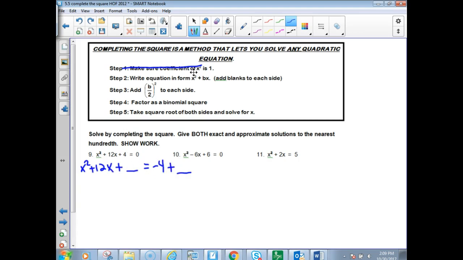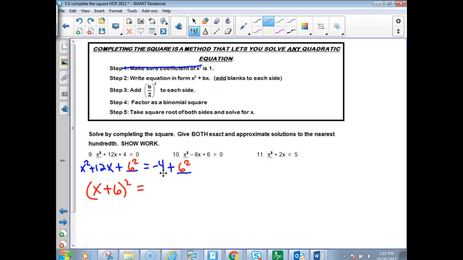Next, you try to rewrite this as a perfect square trinomial by putting in the blank half of 12 squared, which would be 6 squared. So you're doing that to both sides. What you add to one side, you must add to the other. The golden rule of algebra: what you do to one side, you do to the other. Okay, so then you're going to factor this to x plus 6 quantity squared.